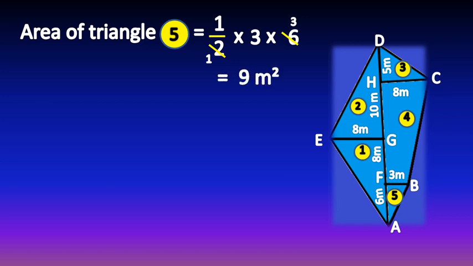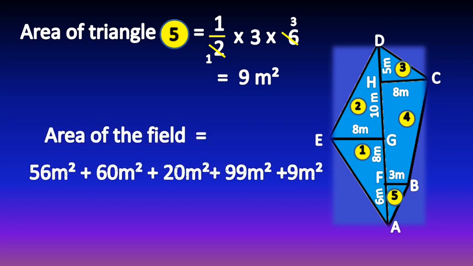Now let us add all the areas. That is the area of figure 1, figure 2, figure 3, figure 4 and figure 5, to get the area of this irregular polygon shaped field. So the area of the field is equal to 56 meters square plus 60 meters square plus 20 meters square plus 99 meters square plus 9 meters square, which is equal to 244 meters square. This is the area of this field.